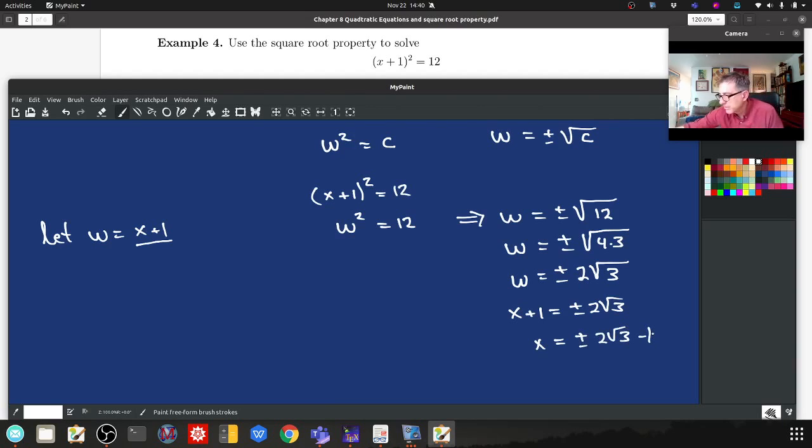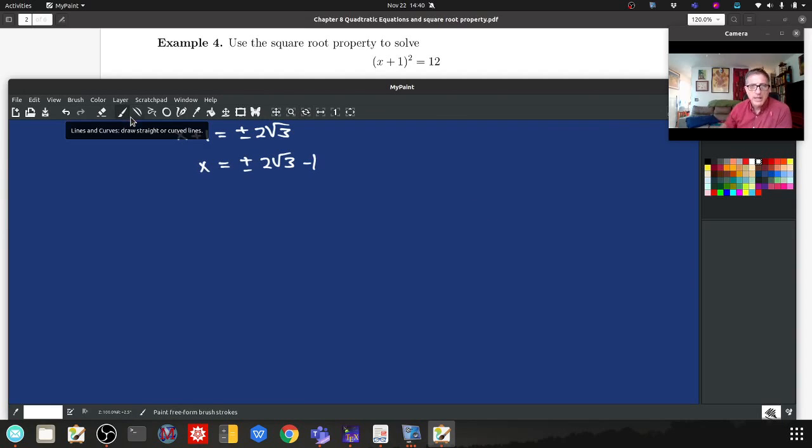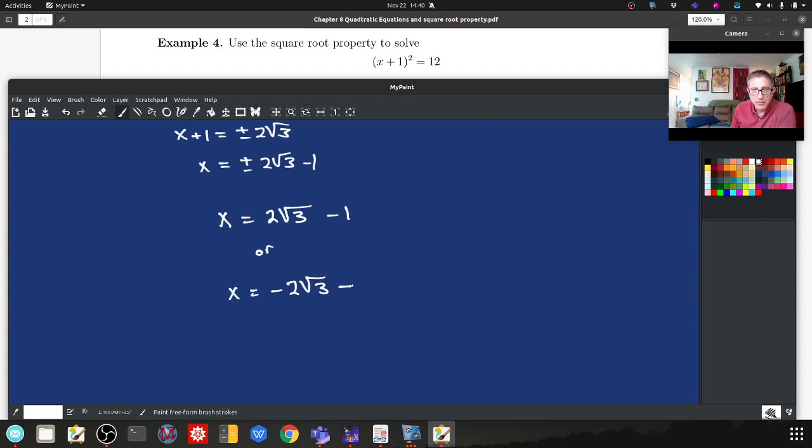Now the important thing to remember about this particular problem is that you understand what the solution really is. So let me come down here and give us some more room. So this means that x has two values. x is equal to, we're going to take the top value first. Since it's plus, I don't have to write it. 2 times the square root of 3 minus 1, or x is equal to minus 2 times the square root of 3 minus 1.